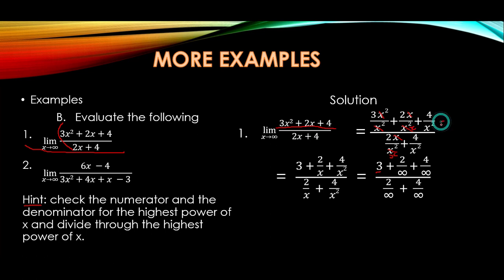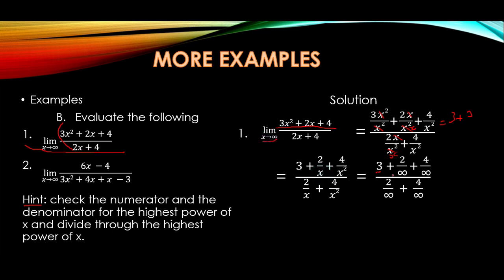So in this case, this gives us 3 plus 2 over x, because there's 1x remaining here. This doesn't cancel, so we just bring back our 4 over x squared. This one, 1x remains down, so we have 2 over x plus 4 over x squared. So now in this case, we can put in our value of x, which is infinity.